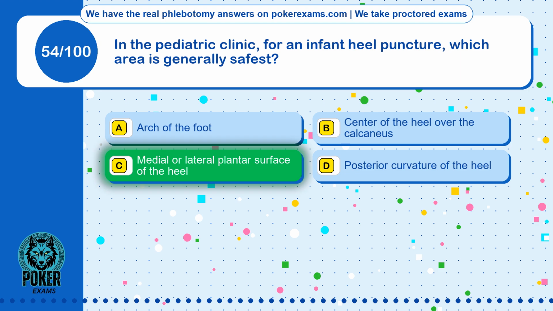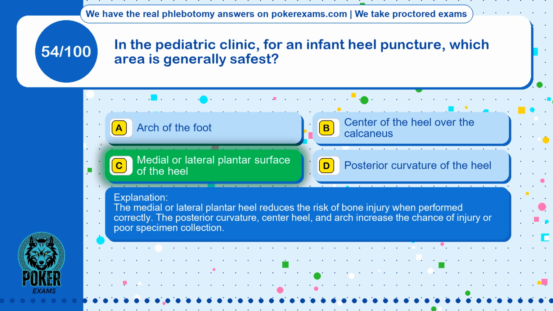The correct answer is option C. Medial or lateral plantar surface of the heel. The medial or lateral plantar heel reduces the risk of bone injury when performed correctly. The posterior curvature, center heel, and arch increase the chance of injury or poor specimen collection.